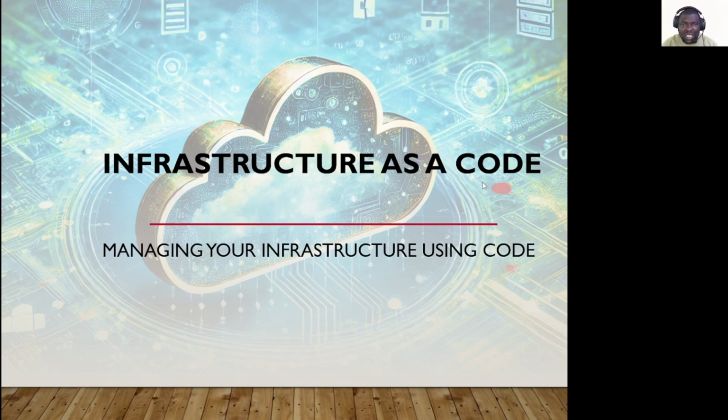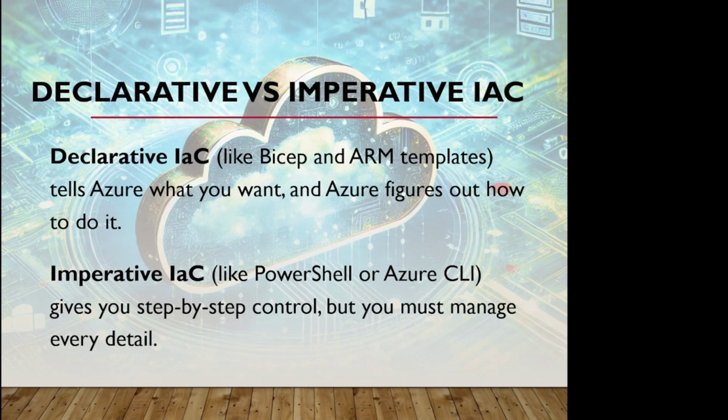Simply put, IaC is about managing your infrastructure using code rather than manually configuring it through the Azure portal. It allows us to automate deployments, ensure consistency across different environments we may have, and it also keeps everything version controlled. Whether you are deploying virtual machines, storage accounts, or databases, IaC ensures your infrastructure is reliable, scalable, and repeatable.